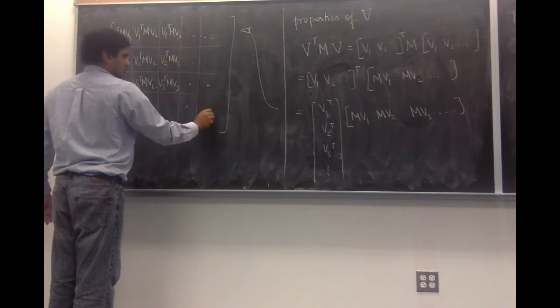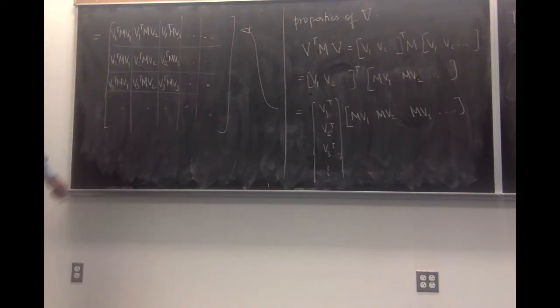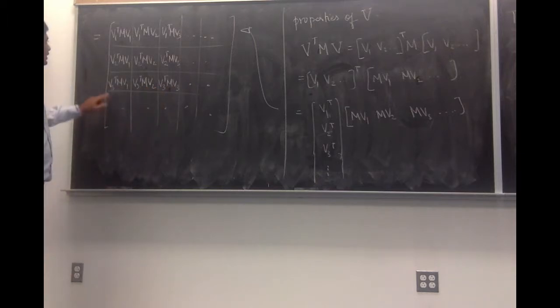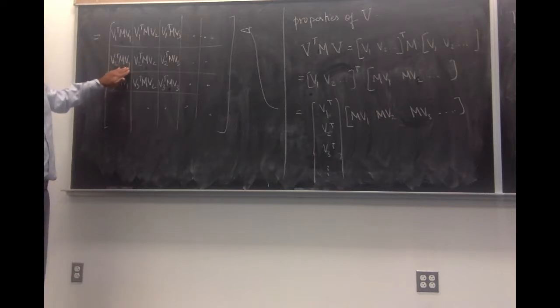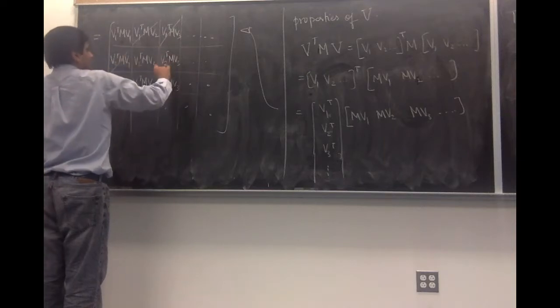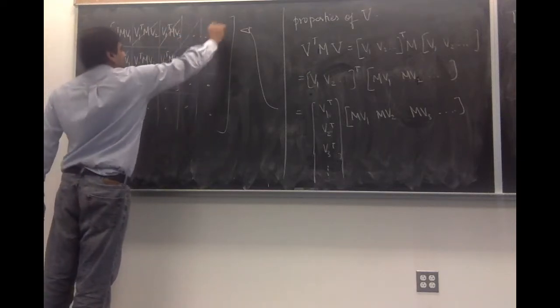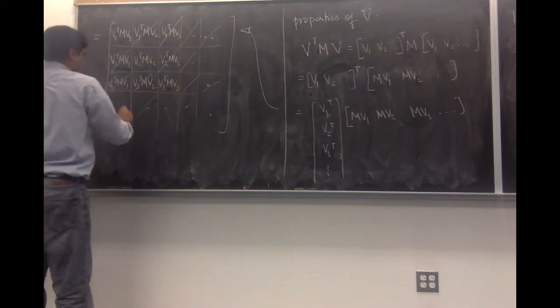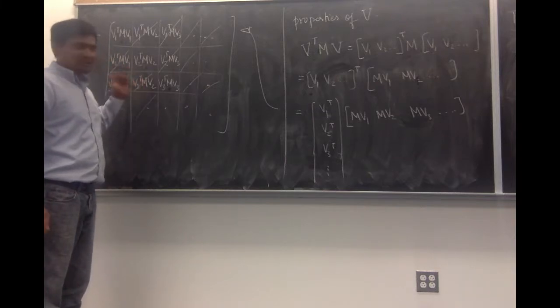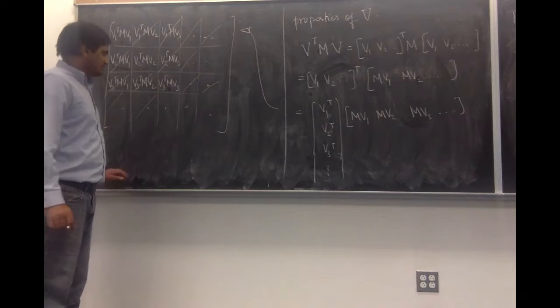So what do we have? We have a matrix with diagonal elements equal to V1 transpose M V1, V2 transpose M V2, V3 transpose M V3, etc. And the off-diagonal elements are of the form Vi transpose M Vj, where i and j are not equal. These off-diagonal terms are actually equal to 0 by orthogonality. They're all 0. The diagonal terms may be 0 potentially, but in general they're not equal to 0, so we just leave them as they are.